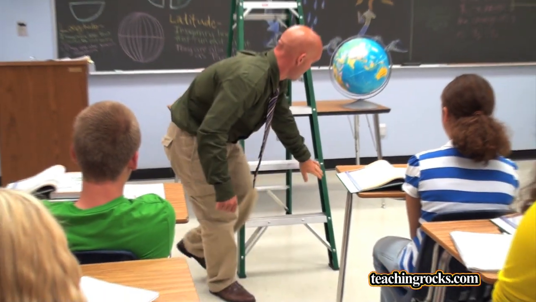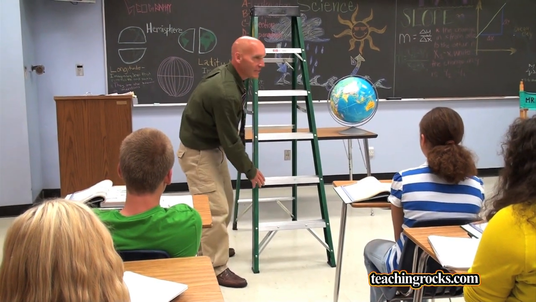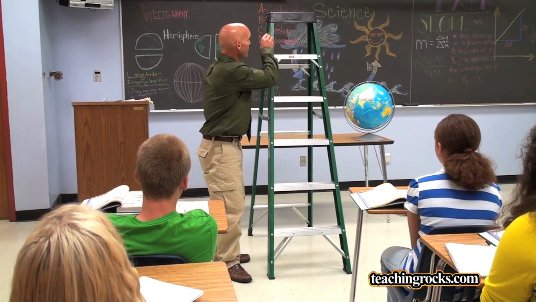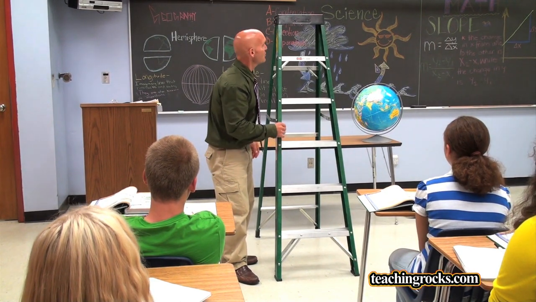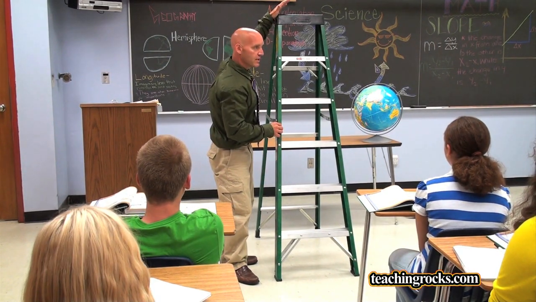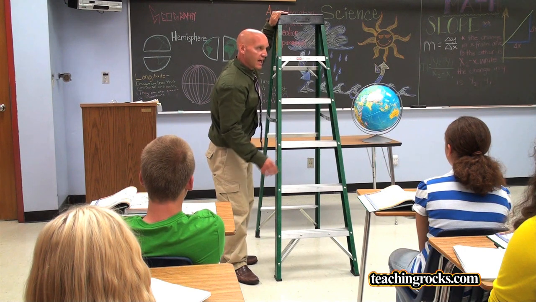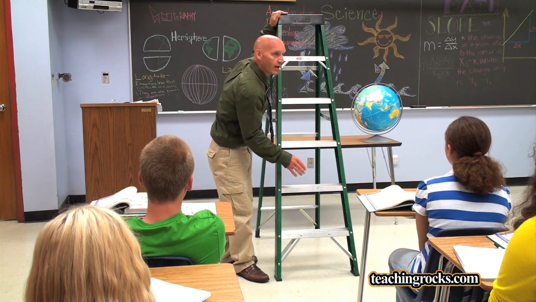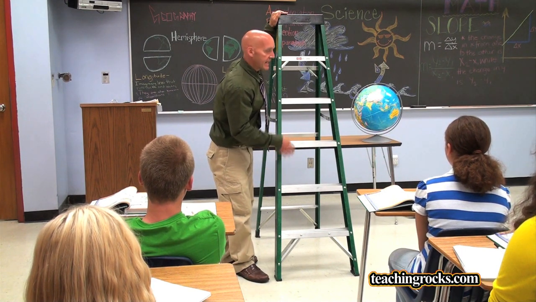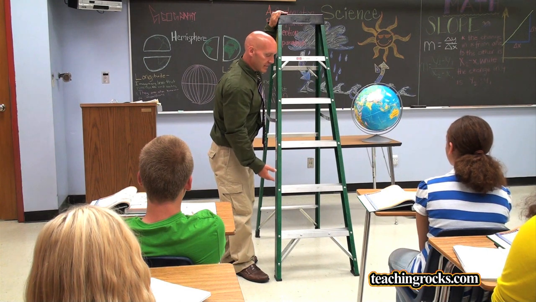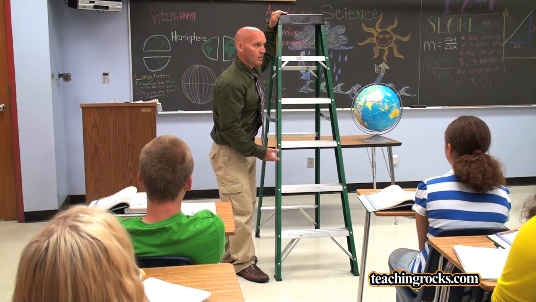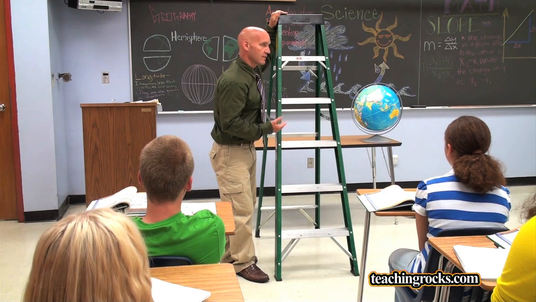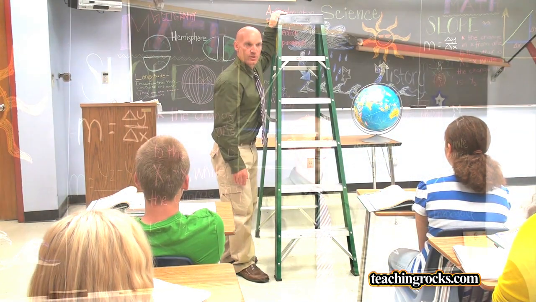Excellent. And these long lines right here that hold the ladder together, these long lines are lines of longitude. And they do intersect at the north and south pole. And they're at their widest around the equator. And I think this ladder right here is a nice representation of those imaginary lines, otherwise known as lines of latitude and lines of longitude.